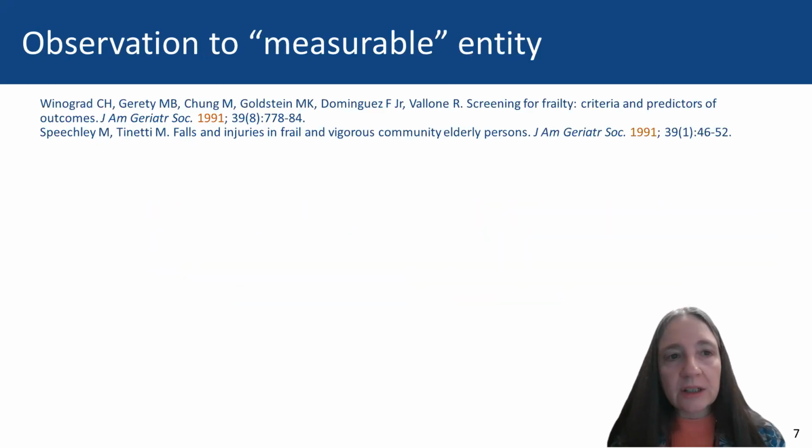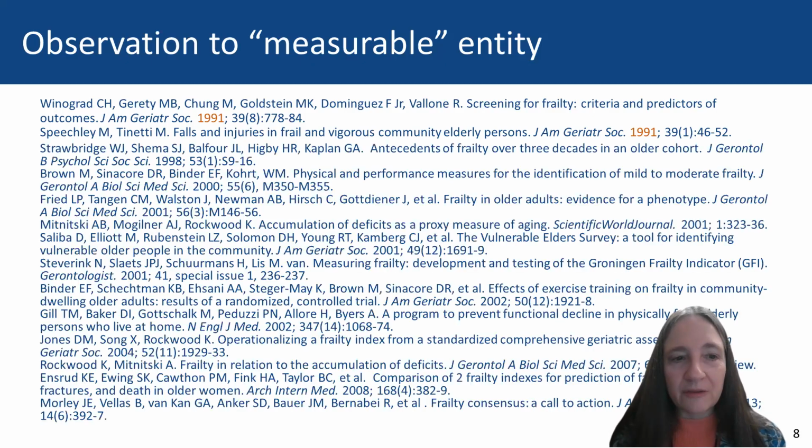But it really took until around 30 years ago for the measurement of frailty to begin to become standardized. You see at the top of the slide two very early publications, which respectively assessed frailty as sort of a disability manifestation or as adverse events. And since then, there have been just a plethora of publications on the measurement of frailty.